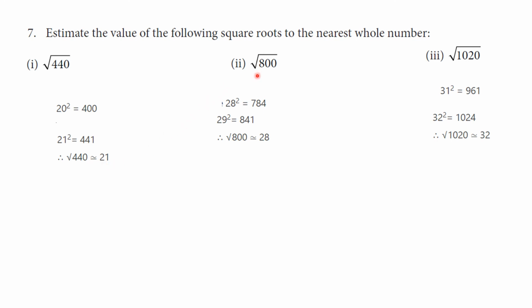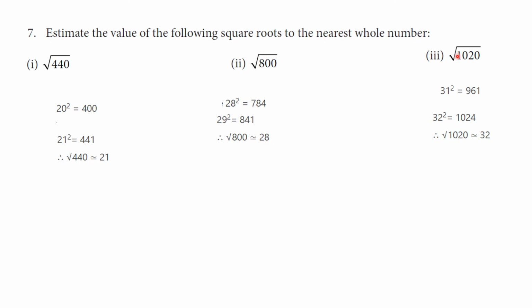Next, square root of 800. So 28 squared is 784. 29 squared is 841. What is the nearest whole number? Means what you can write? You can write 784, which is nearby 800. So 28. Approximately the square root of this number, the whole number, is 28.